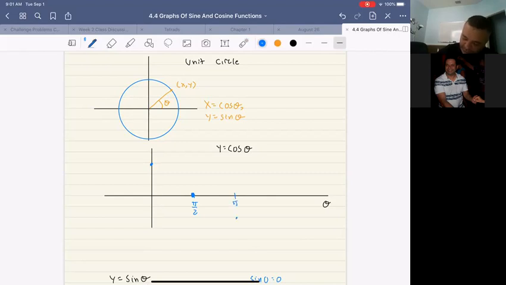Let me make that uniform again, so let me delete that point. I was able to delete just the point. I'm getting skilled with that good notes eraser. Okay. The next point is at 3 pi over 2. What's the x value there? That's right, it's 0 again. And finally, when you get all the way back around to 2 pi, it's back to 1, the x value.